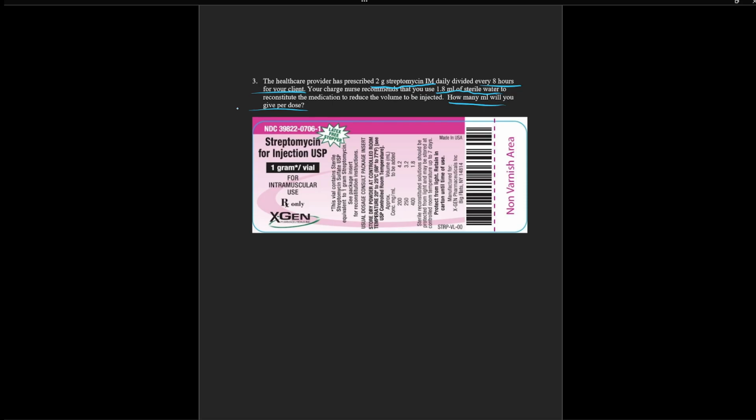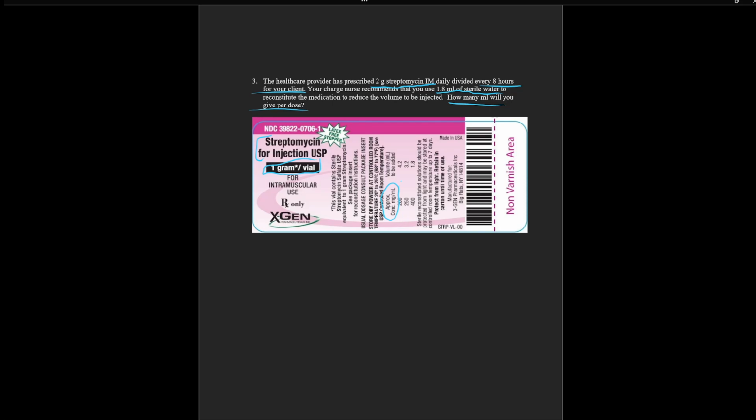So if we look at the label, we have streptomycin for injection. So this is our medication. There is 1 gram of medication per vial. That is helpful for IM use. And then if you turn your head to the side, you can see that there's information related to the concentration once it's reconstituted.